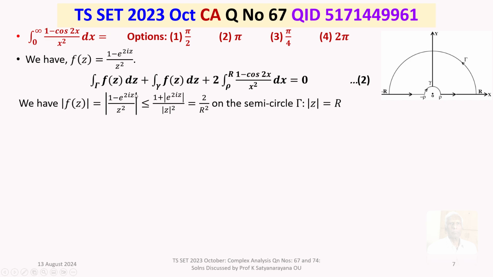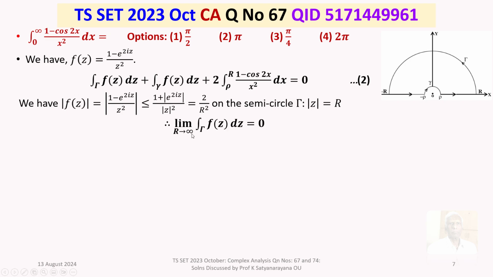Modulus of 1 minus e to the power of 2iz is less than or equal to mod 1 plus mod of e to the power of 2iz. Mod of e to the power of 2iz is 1. So 1 plus 1, 2 by mod z square, and 2 by mod z square on the semicircle gamma, mod z is equal to r. Therefore it will be 2 by r square. As r tends to infinity, the integral will become 0. This is the result that we have.